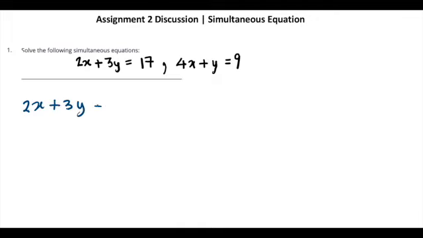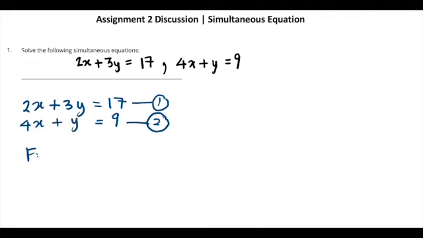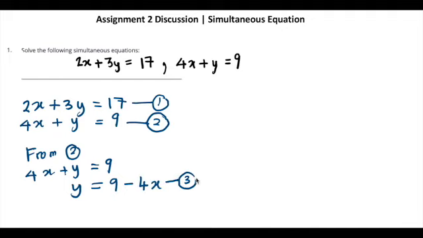Write down the equation and put equation 1 and also equation 2. Okay, next we choose the substitution method. Choose one equation where you want to find one term in terms of another term. I choose from 2. y equals 9 minus 4x is our equation 3.